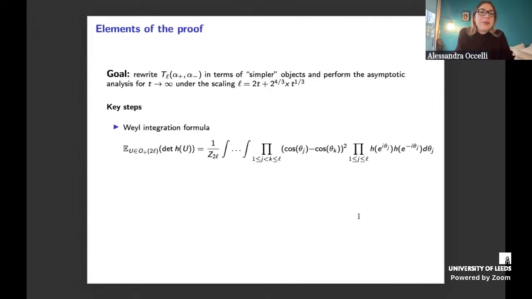Well, the first step will be to rewrite this expectation more explicitly. Here, for example, I chose a particular case: the component with determinant +1 for even L. So this is O plus of 2L, which is the convention that was chosen. And here, by the Weyl integration formula, you can rewrite these expectations of a function h of u as this multi-integral, where h is evaluated on the eigenvalues of u, times this Vandermonde.